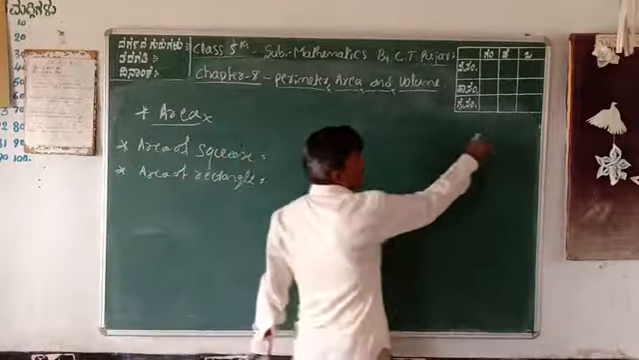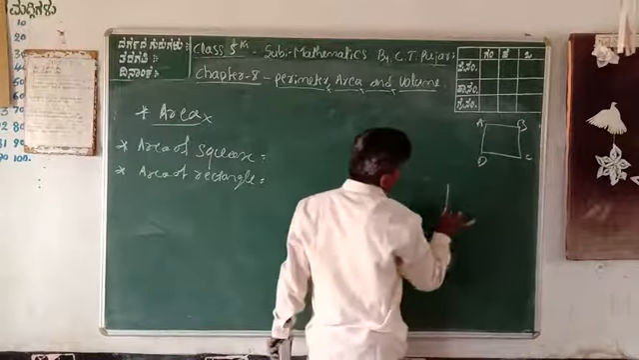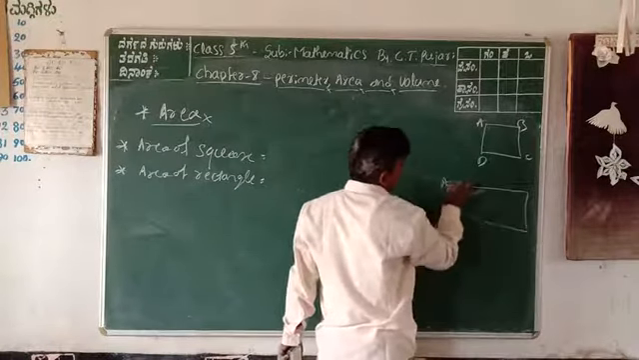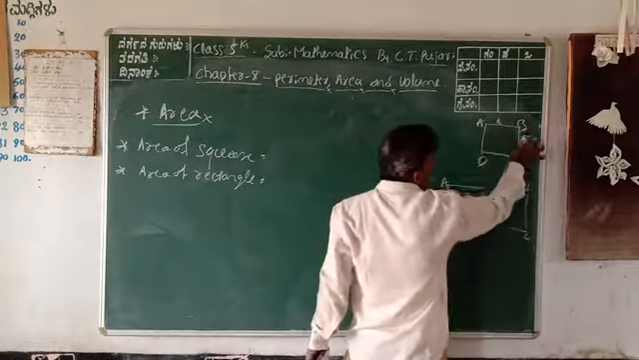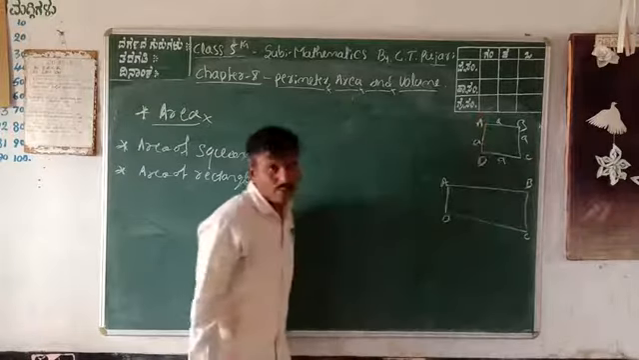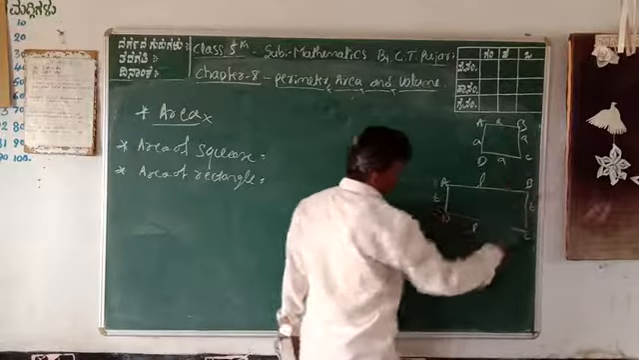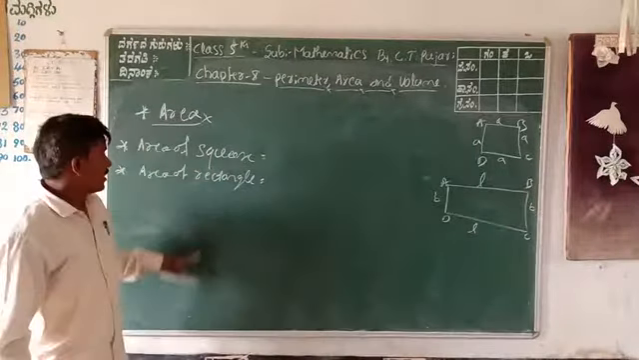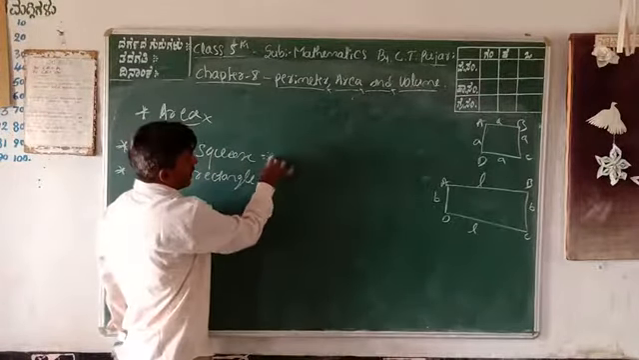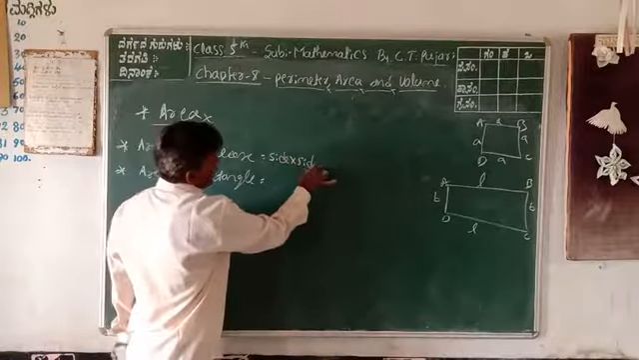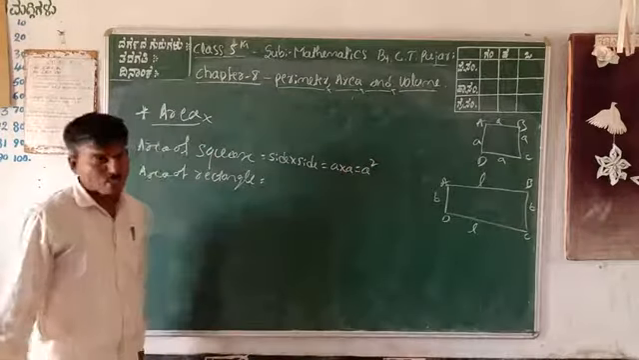Square means, for example, this is square ABCD. This is rectangle ABCD. In the square, all sides are equal. But in a rectangle, only opposite sides are equal. Length into breadth. Consider the formula. Area of square is side into side, that is side into side, otherwise A into A, otherwise A square. The formula is A square.